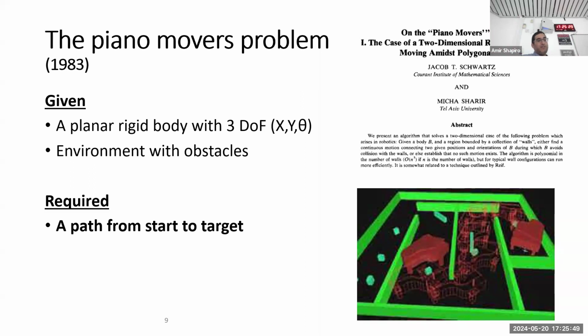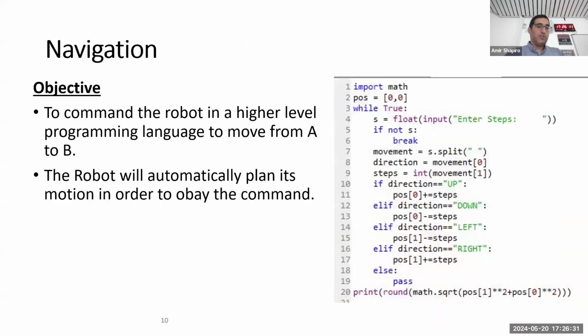So you have a navigation problem with three degrees of freedom. You have an environment and obstacles, and you need to find a 3D path from the start to the target, because it is X, Y, and theta, so it's a 3D space. That's the idea, and that's the piano movers problem, and Schwartz and Sharir found a solution to this.